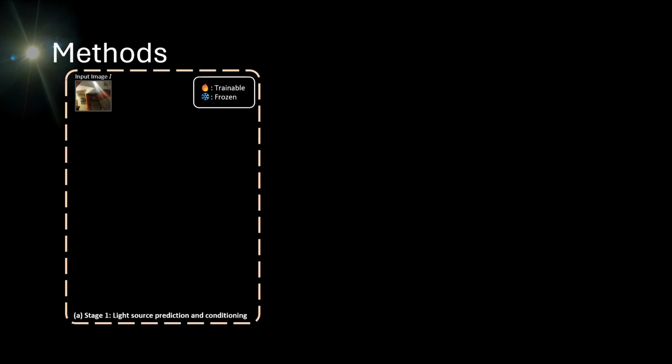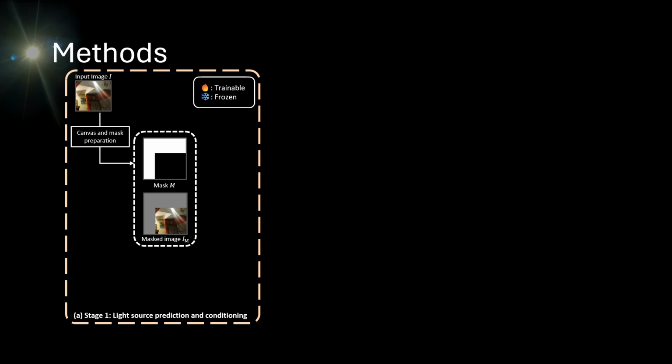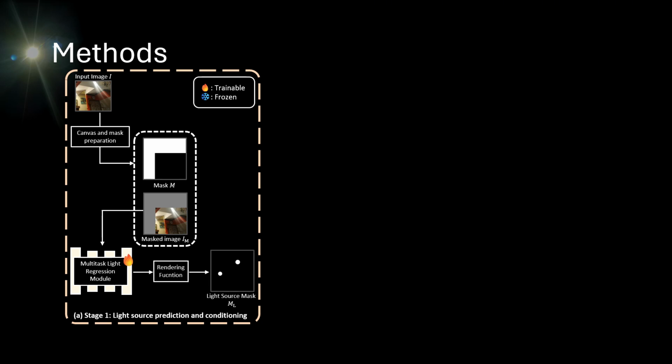Let me introduce our method details. In stage 1, given an input image, we first define its outpainted region. The mask image goes through our light regression module, which predicts the light source parameters, including positions, radius, and confidence scores. These predicted parameters are used to guide a rendering function that generates the corresponding light source mask.